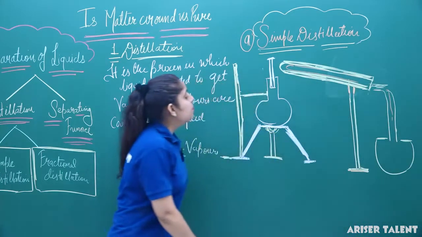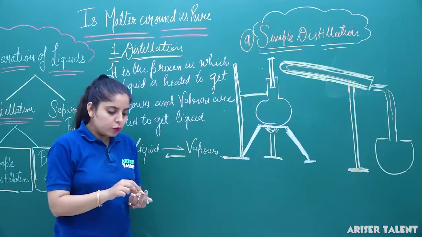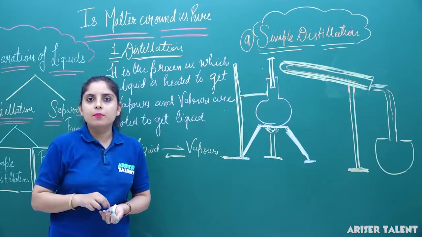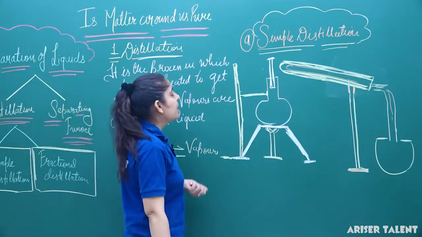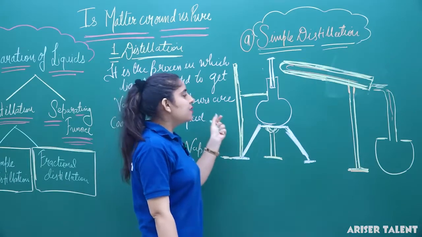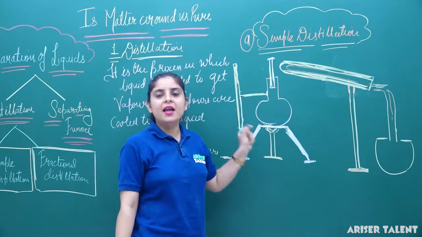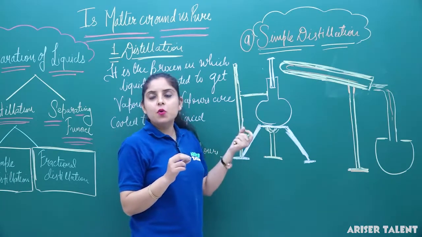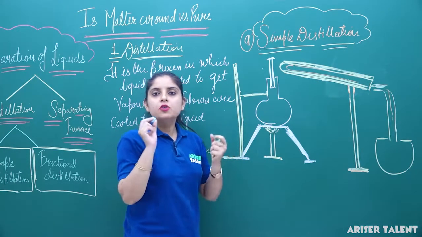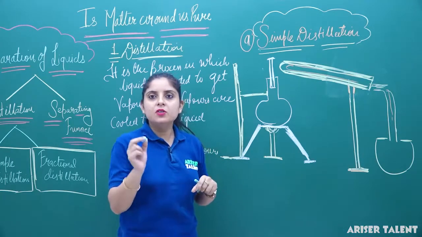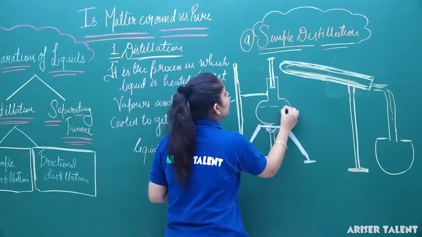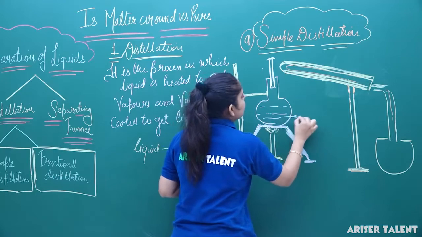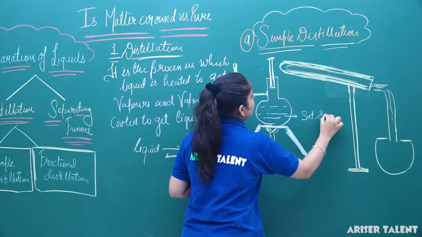Now this is a complete setup which is going to show you how you are going to perform the simple distillation. What we have done, we have just taken a tripod stand and a Bunsen burner, and we have kept a conical flask over it which consists of salt and water solution. Salt dissolved in water. So I am just pouring salt solution in this conical flask.